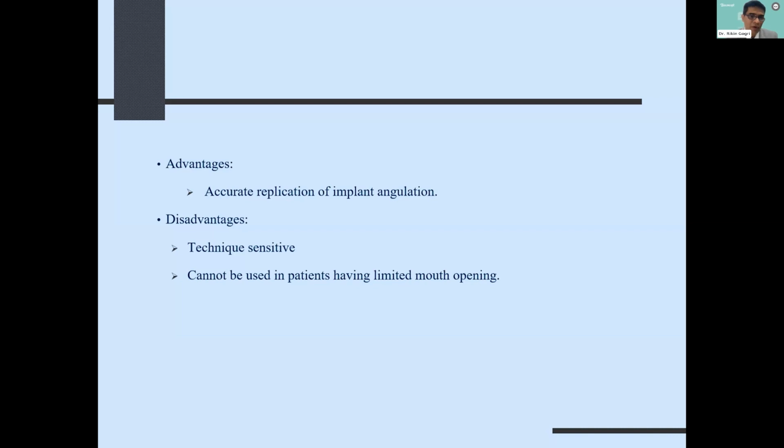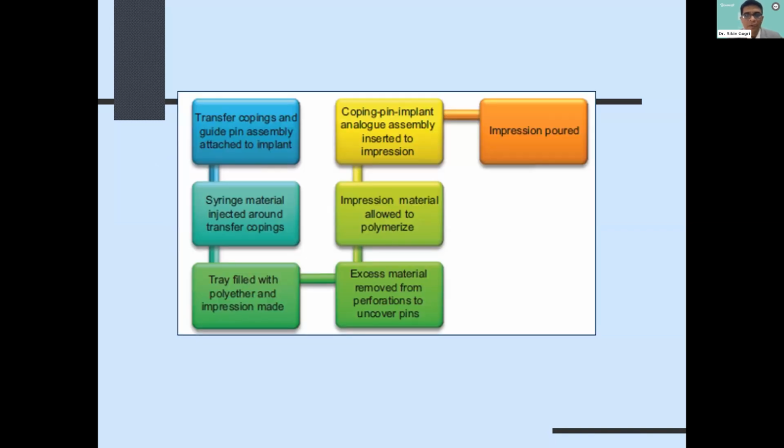You need to splint them if you have multiple implants, because when you are unscrewing the impression coping, you should not disturb the impression coping, or it should not get rotated while you are doing the unscrewing part, because then that is what will get transferred to the lab as the final position. So splinting is very important. So technique sensitive, it cannot be used naturally in patients having limited mouth opening, or where you are far back into the oral cavity.